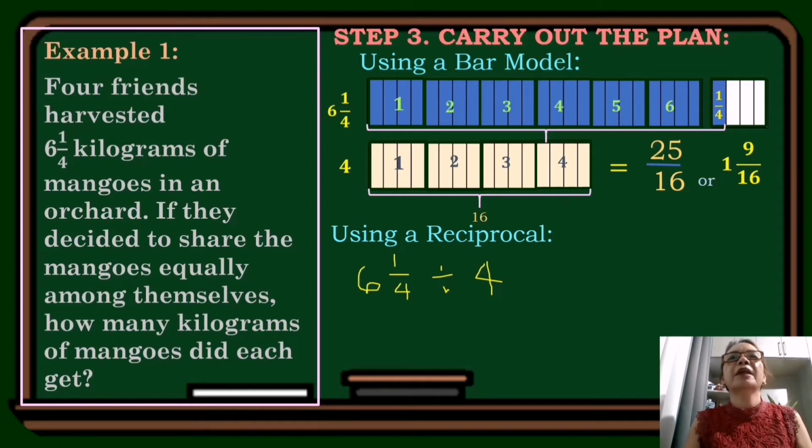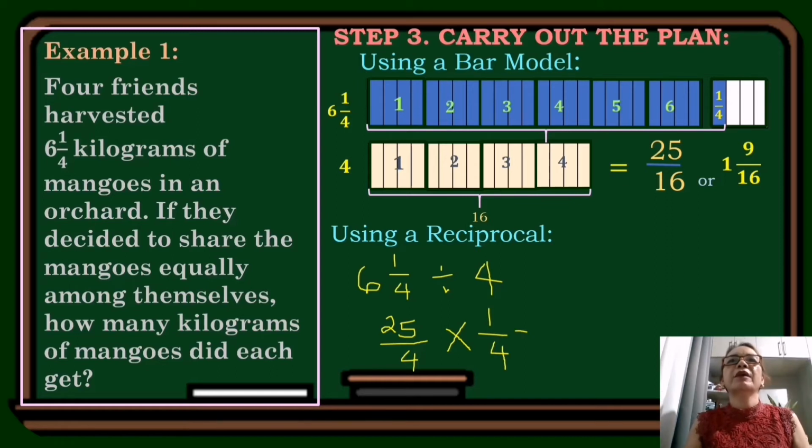multiplying the denominator by the whole number and add the numerator. So 6 times 4 equals 24 plus 1 is 25. And then copy the denominator 4. And then change the sign from division to multiplication. Okay? And then give the reciprocal of 4. That would be 1/4.